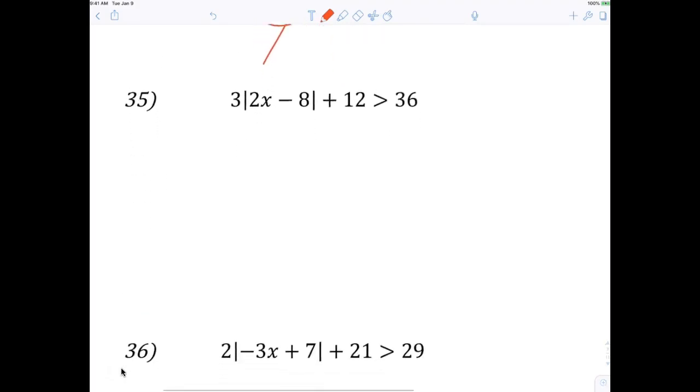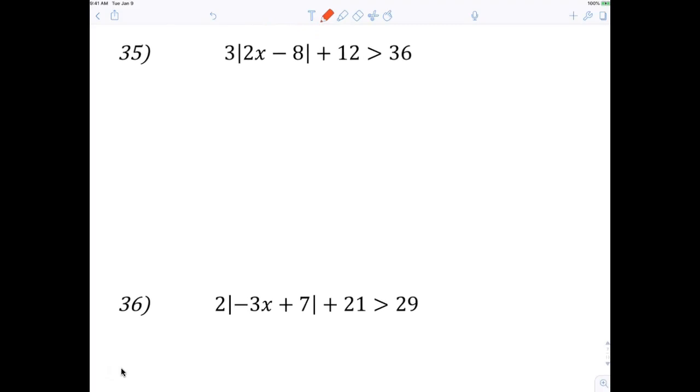All right, 35. Now, on question 35, we haven't isolated. So 35 and 36 are as hard as it gets. The first thing I have to do is subtract 12. Could you divide by 3? You can actually divide by 3 first, but normally we get rid of addition and subtraction first, then multiplication and division. So we're going to subtract 12. So 3 absolute value of 2x minus 8 is greater than 24. Now we're dividing by 3. The absolute value of 2x minus 8 is greater than 8.